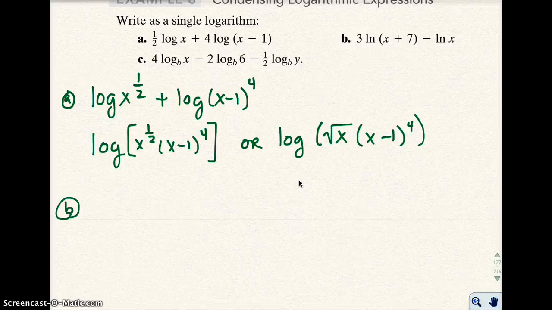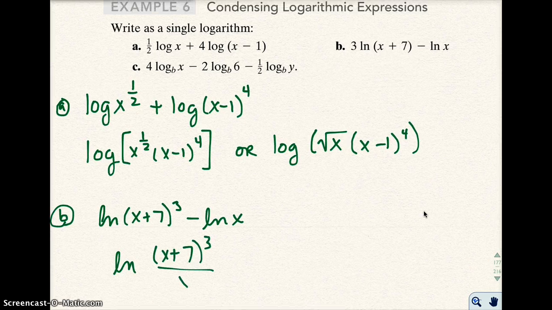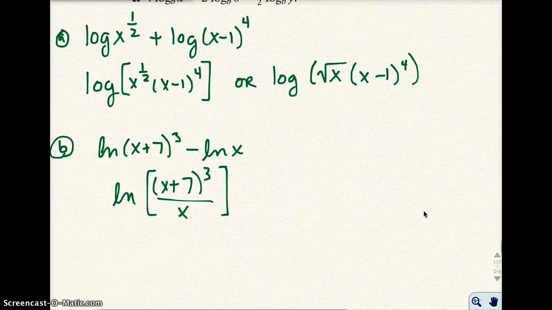Again, part B, I have this right here. So remember, we want our first term to have leading coefficient 1. To do that, we move the 3 up here to the power. So it becomes the natural log of x plus 7 to the 3rd power minus the natural log of x. Now we have the difference of two logarithms. That would be the quotient rule. So the natural log of x plus 7 to the 3rd power over x. And if you need to, you can put parentheses or brackets around here. So all that is your quotient.